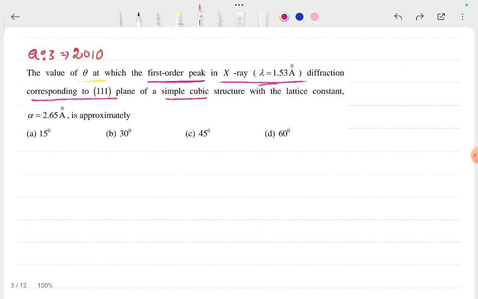Please remember whether it is simple cubic, FCC or BCC. Those points are very important. Here we also have some information: the wavelength, information about the plane, and what kind of crystal, a simple cubic structure with lattice constant. That means the lattice parameter. The lattice constant is also called the lattice parameter. We already discussed this.